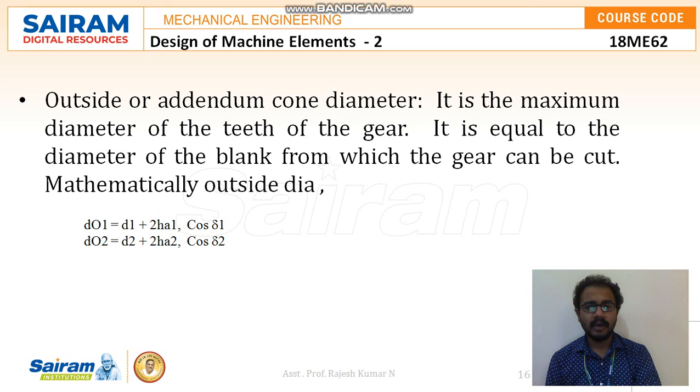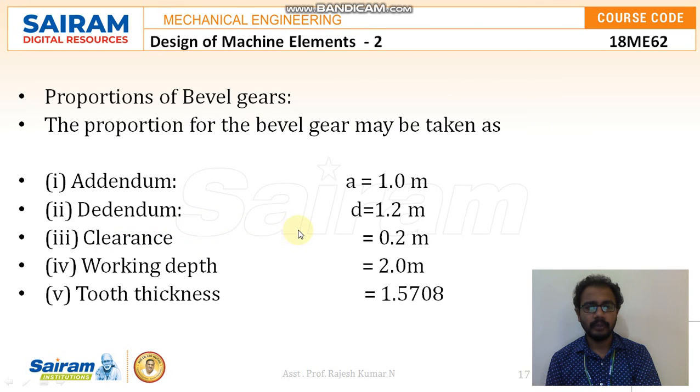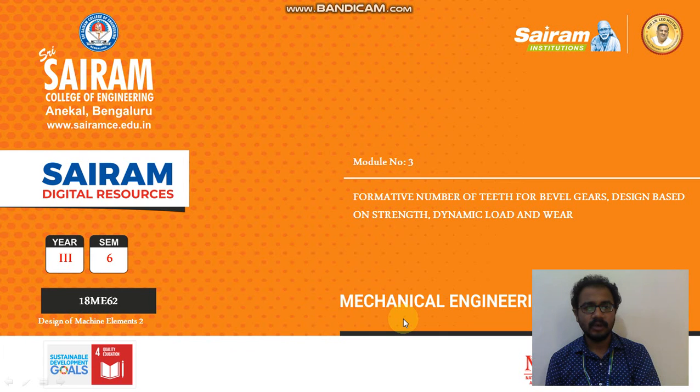So mathematically the outside diameters dO1 and dO2 are equal to d1 plus 2ha1 cos delta 1 and d2 plus 2ha2 cos delta 2. And the proportions of the bevel gear may be taken as: for the addendum it is 1, for the dedendum 1.2, for the clearance 0.2, working depth 2, and tooth thickness 1.5708.